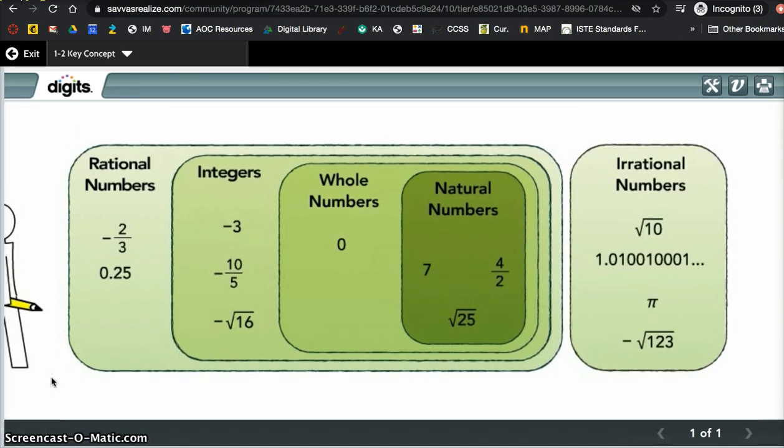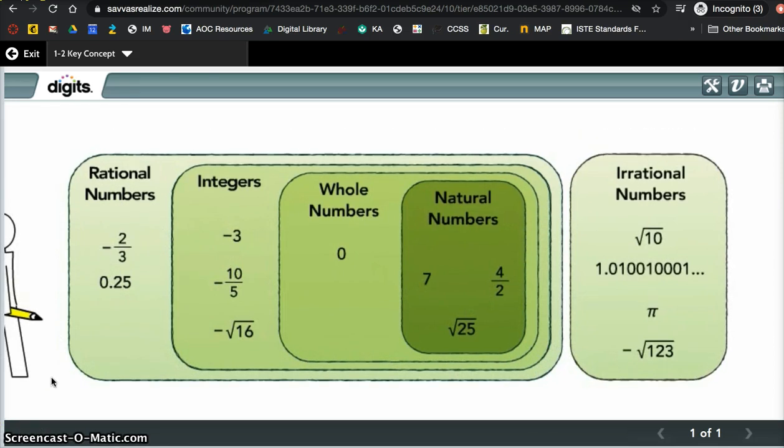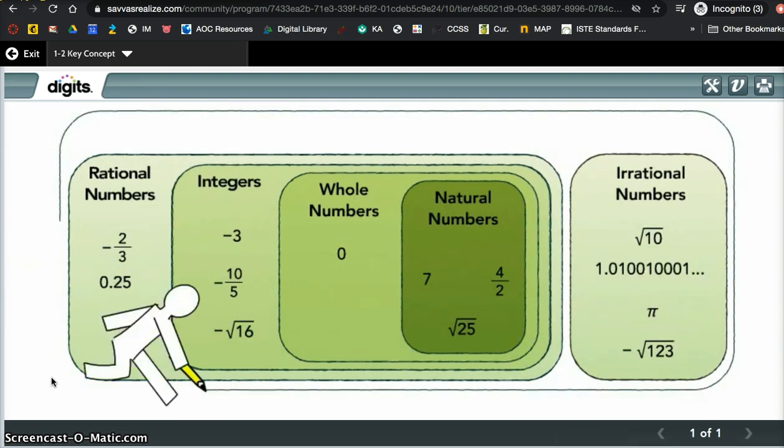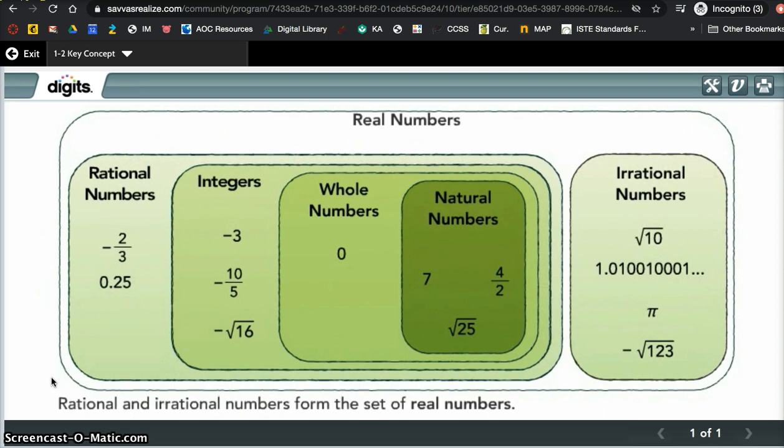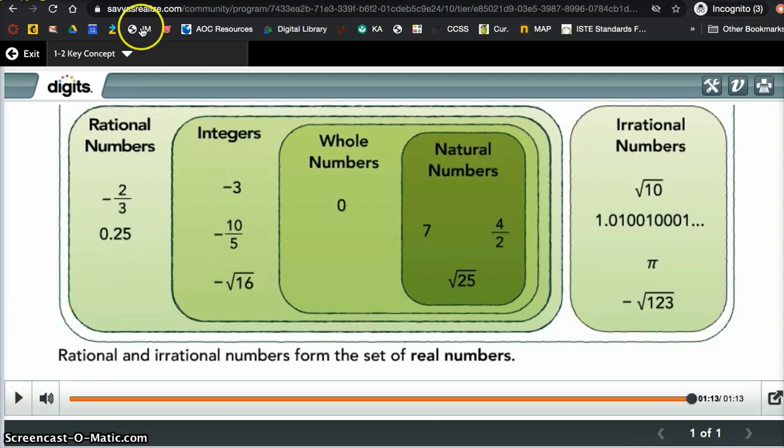And irrational numbers are numbers that cannot be written in the form a divided by b, where a and b are integers and b is not equal to 0. Together, the rational and irrational numbers form the set of real numbers. Okay, so real numbers is what we call all the types of numbers. And then inside of real numbers, you have either rational or irrational. Inside of rational numbers, you have all these other types of possible numbers inside of rational.